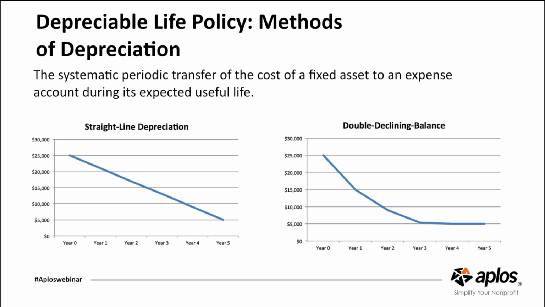Double declining means that it kind of goes at a more rapidly accelerating pace. So you can see that it's a little bit more sharp of a decline. So you depreciate more in the first couple of years, and then it kind of just evens out and tapers out towards the end.